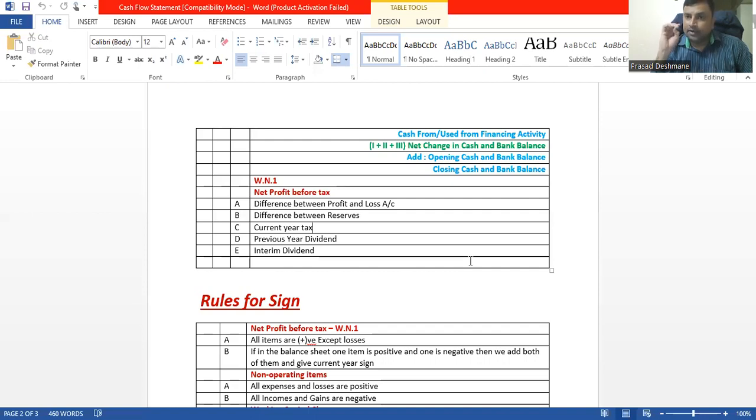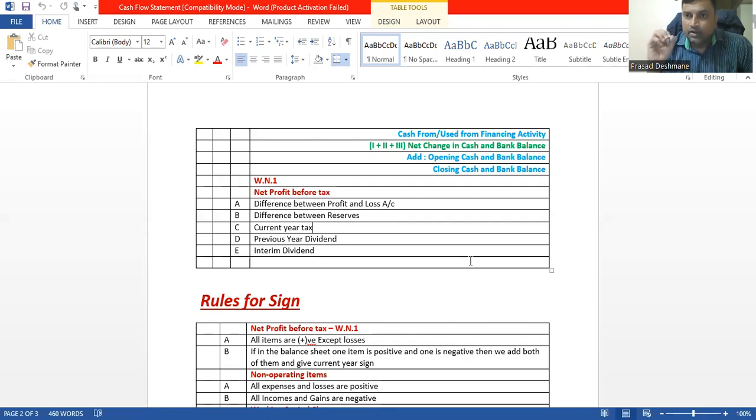And interim dividend. What does interim dividend mean? Half yearly dividend. Companies generally make the dividend payment on the last day of the financial year, but some companies give dividends during the year also. When companies give the dividend during the year, it's called an interim dividend. Clear? So when you consider these 5 items, we'll get the net profit before tax.